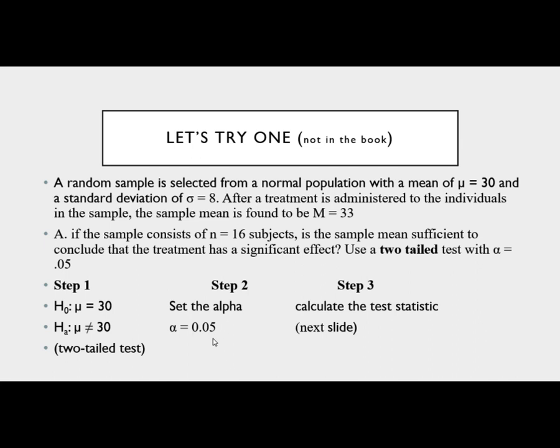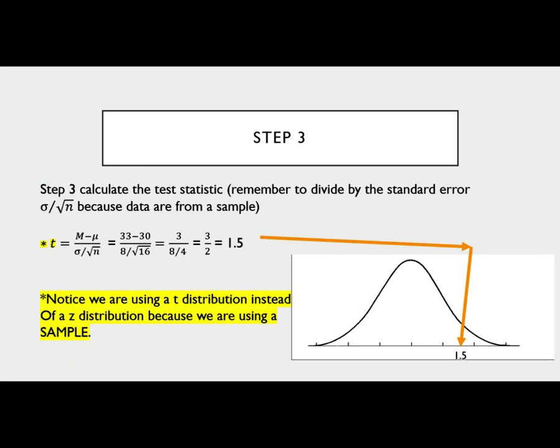And I'm always going to tell you to use 0.05 just to be consistent. Alpha is equal to 0.05. Okay, so step 3 is to calculate the test statistic. And I'm showing you this, but we're not going to ever do this by hand. We're just going to look at the p-value, but I want to show you where it comes from.